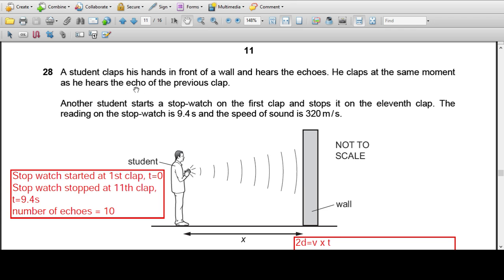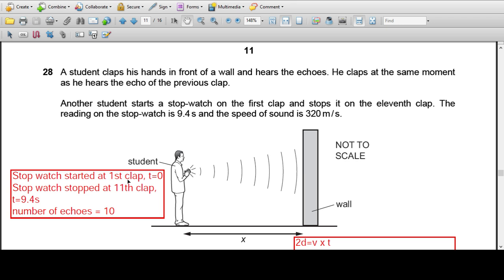A student claps his hands in front of a wall and hears the echoes. He claps at the same moment as he hears the echo of the previous clap. Another student starts a stopwatch at the first clap and stops it on the 11th clap. The reading on the stopwatch is 9.4 seconds and the speed of sound is 320 meters per second.